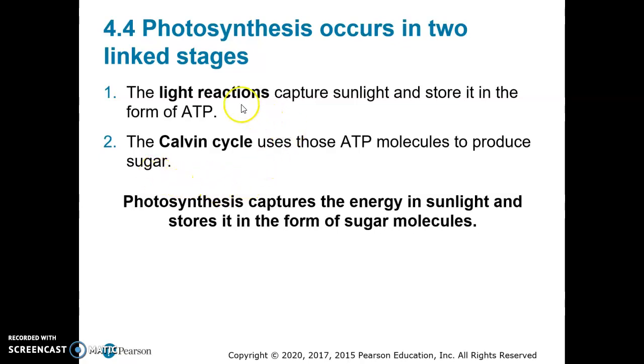But photosynthesis is broken up into two reactions: the light reactions, or light-dependent phases of photosynthesis, and then the Calvin cycle. Some people call the Calvin cycle the light-independent phase, because it doesn't need light in order to occur. All it needs is the ATP that was made during the light reaction, and it will use that ATP to build the sugar.